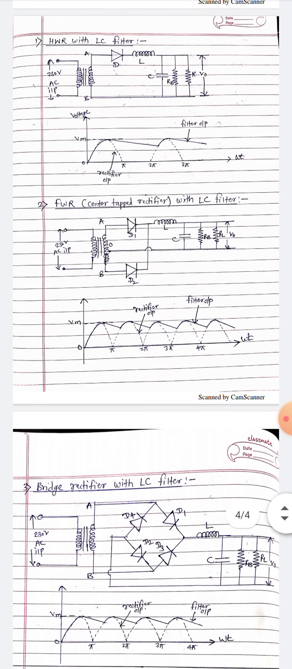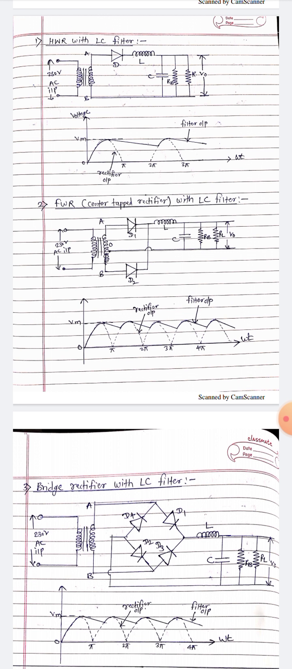Then for the negative half cycle, diode D2 will turn on. It will go into forward bias and it will behave like an on switch. And D1 is in reverse bias. It behaves like an off switch because it is in reverse bias. So the negative half cycle gets rectified with the help of D2. It passes towards the inductor L.